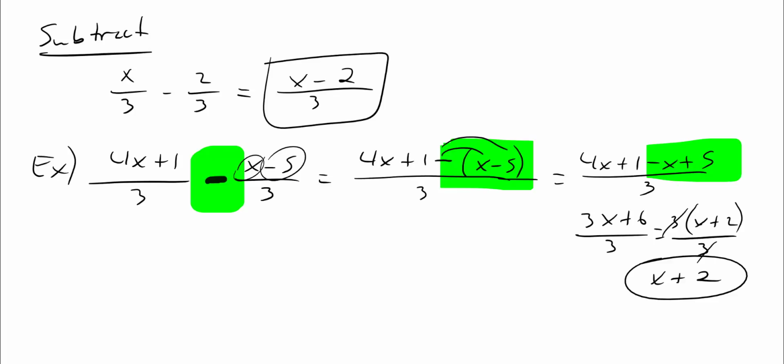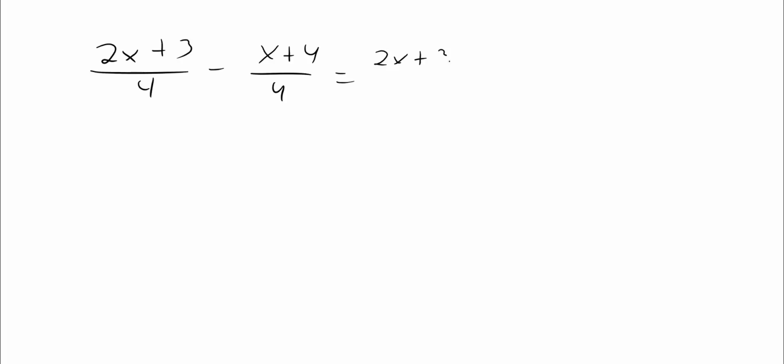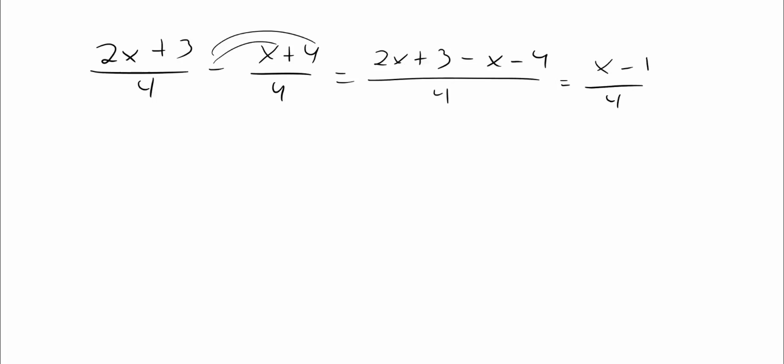Okay? All right, let's do another one here. I'm going to do 2x plus 3 over 4 minus x plus 4 over 4. Okay, so it's 2x plus 3. And again, you can do it here if you want. Distribute that negative. So it's minus x minus 4 over 4. Okay? So 2x minus x, combining like terms, gives you x, and 3 minus 4 is negative 1. Okay, you can't factor the top, so that's it. That's your answer.